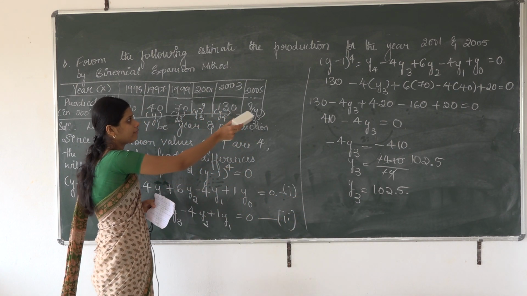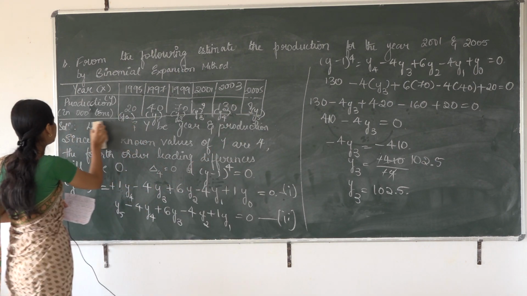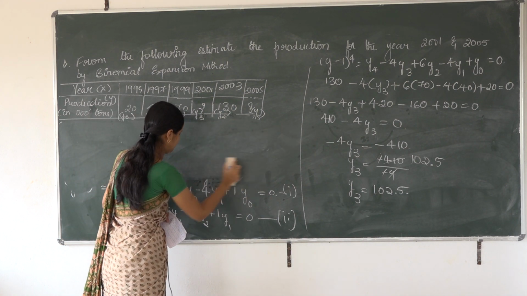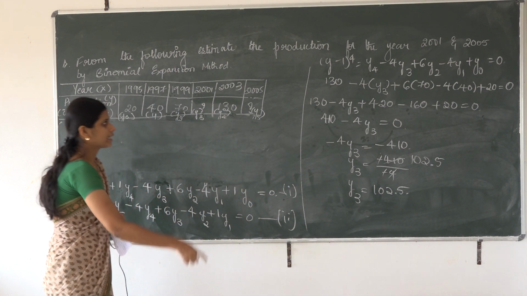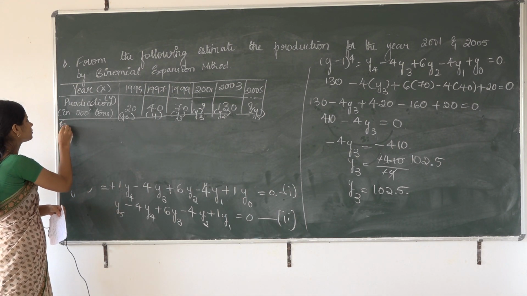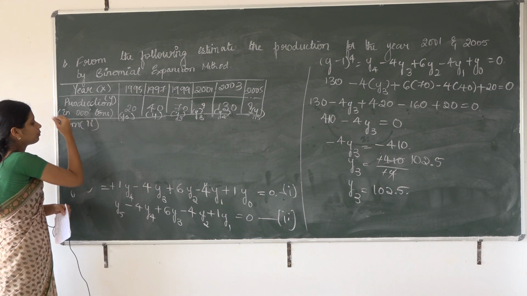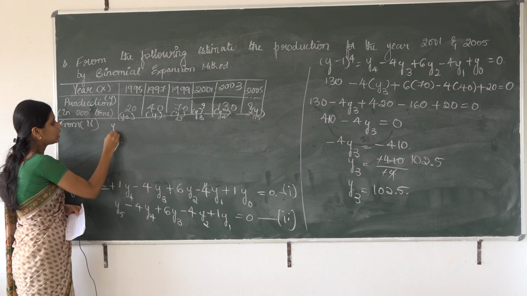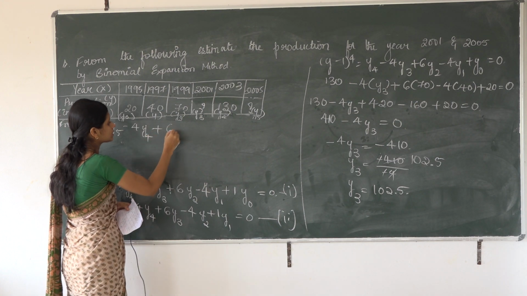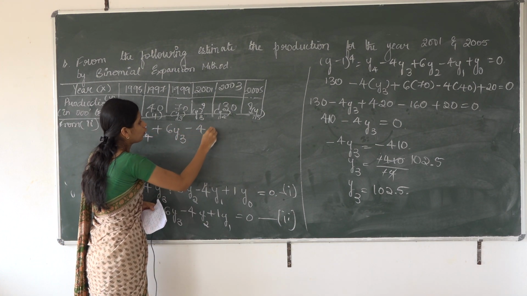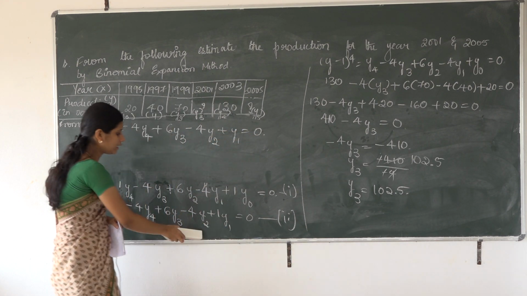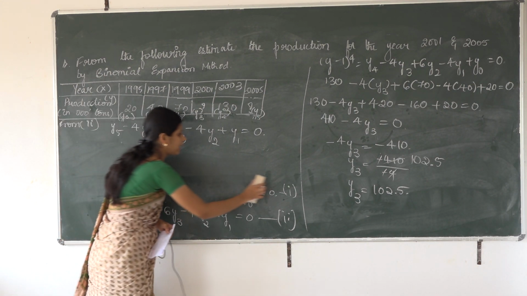Now we will extrapolate the value of y5. How to extrapolate the value of y5? To extrapolate the value of y5, we are going to use the second equation. From equation 2, write this equation, that is y5 minus 4y4 plus 6y3 minus 4y2 plus y1 is equal to 0. This is the second equation. Now we will substitute the values in the second equation.